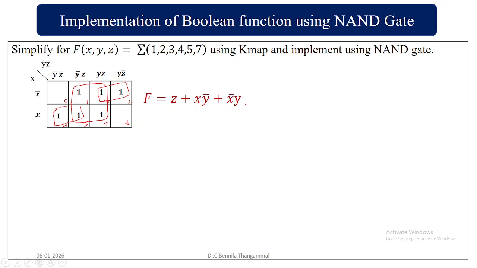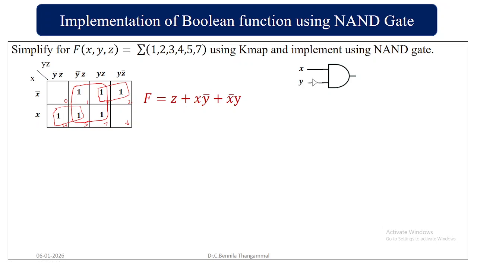So now I got the Boolean expression. Now I have to implement it using NAND gates. For that, the first step is to draw the logic diagram using the basic gates. Here I'll get x y bar with an AND gate, and x bar y with another AND gate. I'll combine all these together using an OR gate.